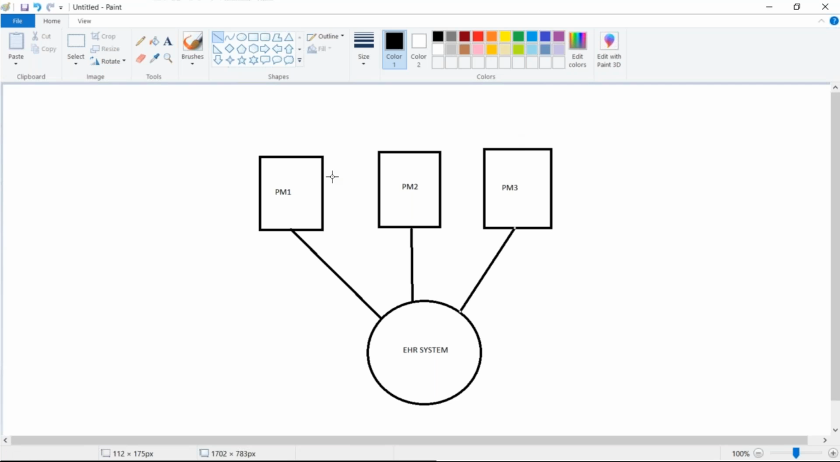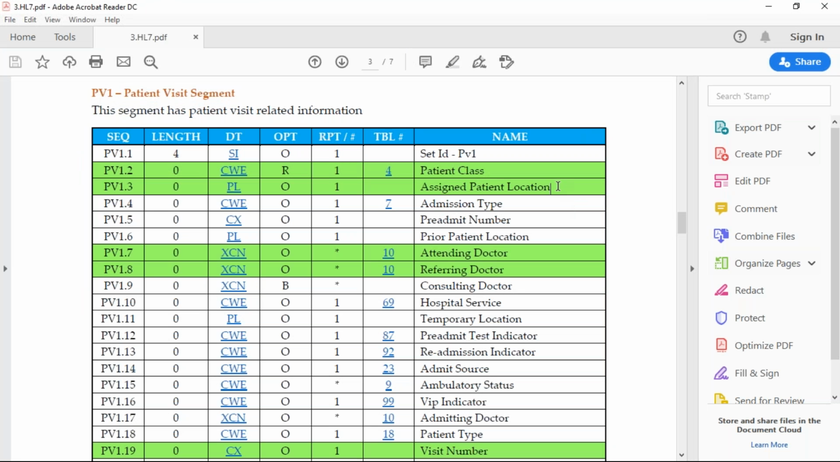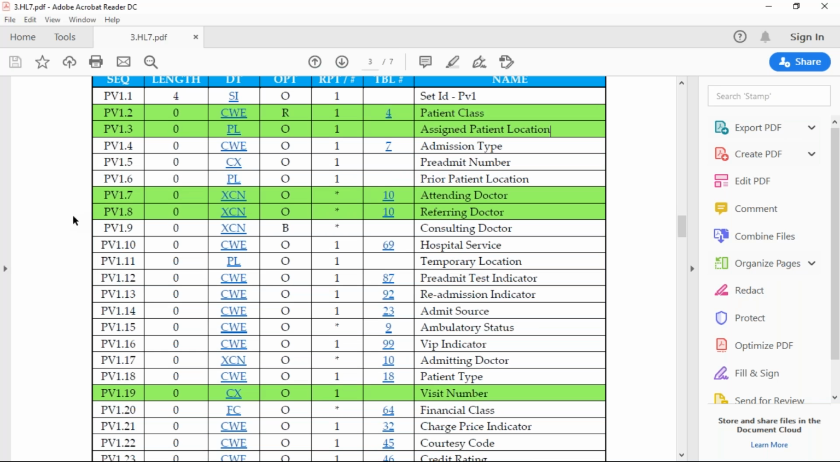To satisfy that purpose, when we send out a demographic message, PV1-3 sends the patient's assigned location information, which can be received by the EHR system and imported into the EHR system. That is where assigned patient location plays a major role. Then we have PV1-7, which is the attending doctor, where we send attending doctor information. Basically, this is a primary care physician. Primary care physician information will be sent in PV1-7.